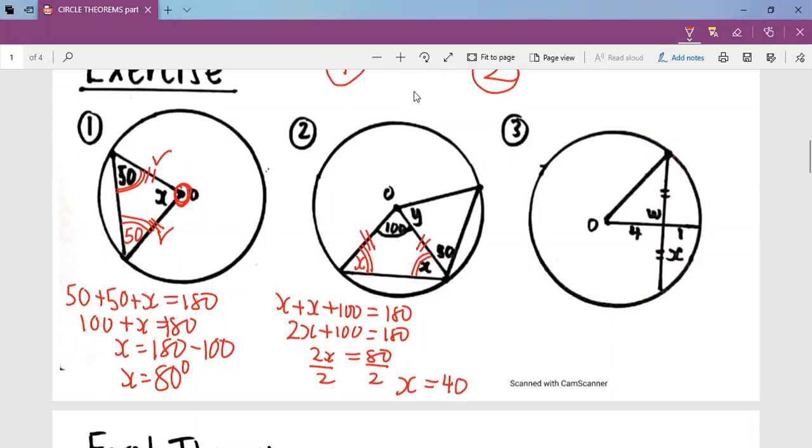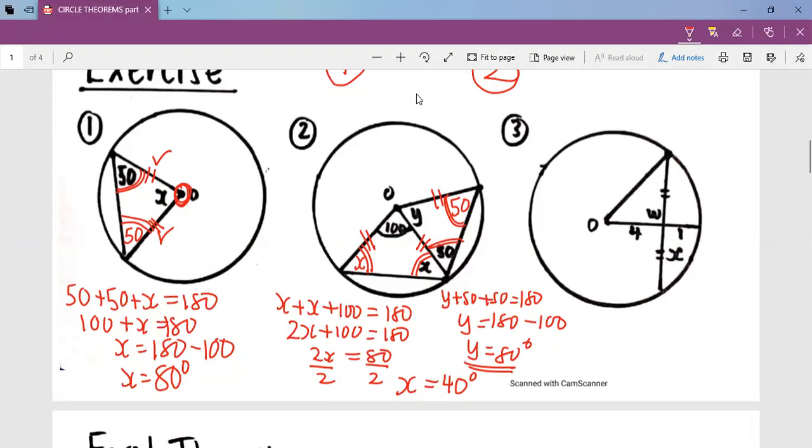On the same place here, I have another radius which will be equal. So if this corner here is 50, that means even the other corner there will be 50. Again, I will repeat, y plus 50 plus 50 is equal to 180. So y will be 180 minus 100. So this y here will be 80 degrees. Okay, then we got question number three.